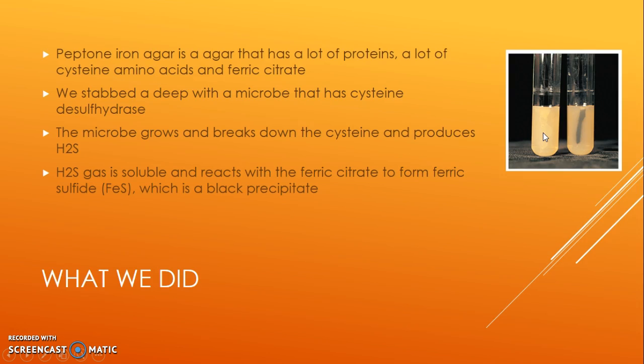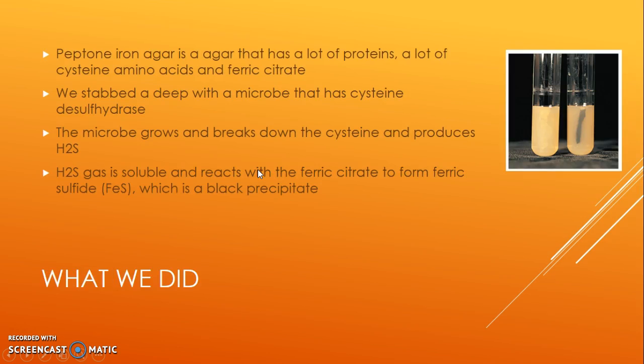Forgot to put the results in, right? So the microbes that we used are Citrobacter freundii and Escherichia coli. Remember, E. coli doesn't have a black stab line in it, while your Citrobacter freundii will have cysteine desulfhydrase. So that's going to be your results here.